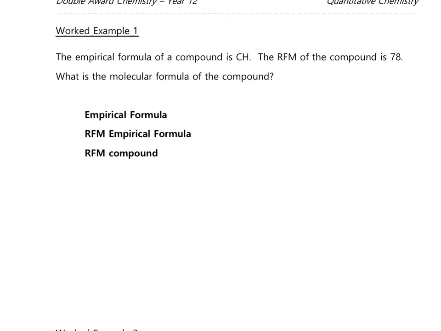Over on the next page, we had a look at how you get the molecular formula from the empirical formula and the total RFM of the compound. That's essentially the mass of the molecular formula. So you can see here that my empirical formula is CH. The RFM of that empirical formula would just simply be 1 times 12 for your carbon plus 1 times 1 for your hydrogen, which is 13. The RFM of the compound, as we're told in the question, is 78.